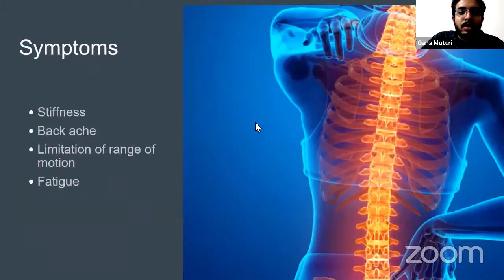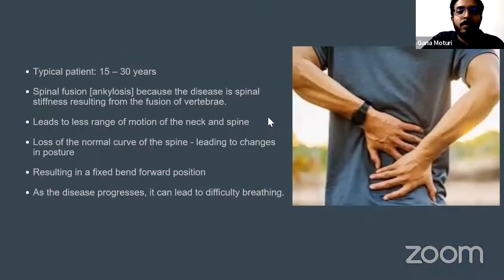The symptoms of ankylosing spondylitis are stiffness of the spine, backache, limitation of the range of movement of the spine, and fatigue. The typical patient presenting with ankylosing spondylitis will be in the age group of 15 to 30 years, where the disease will affect the spine, resulting in fusion of the vertebrae. It leads to less range of movement of both the neck and the spine.